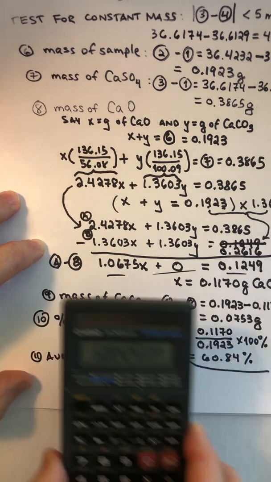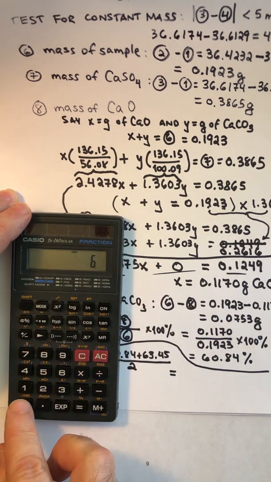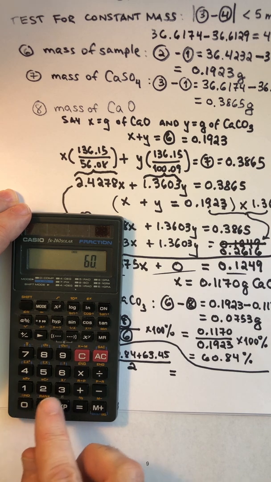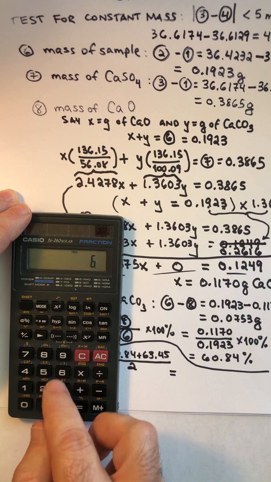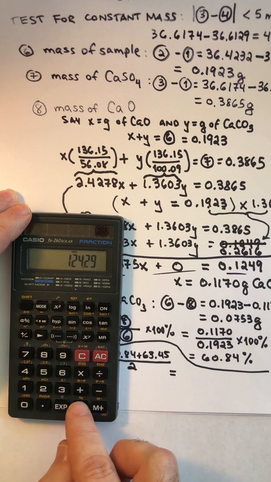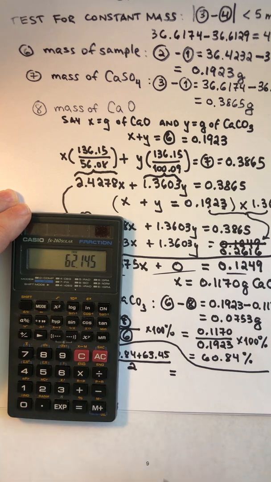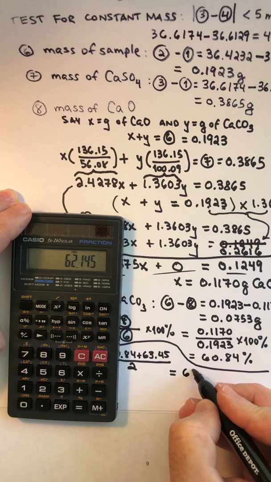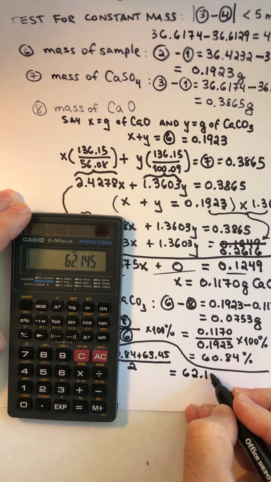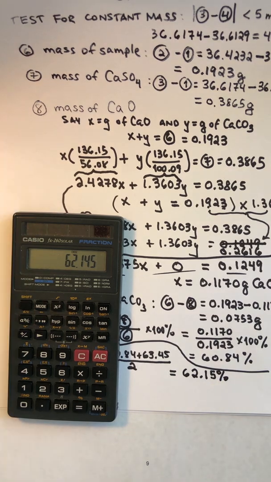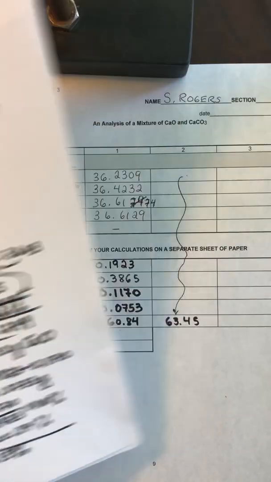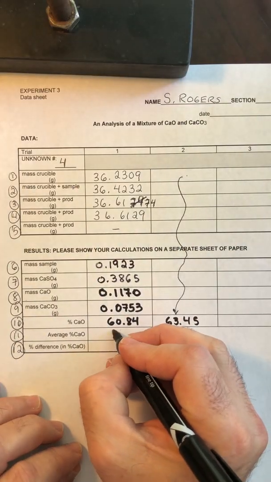Let's see what it is. 60.84 plus 63.45 divided by 2 equals 62.145, but we have to round it to 2 decimals. So 62.15%. Let's go ahead and put that over here.